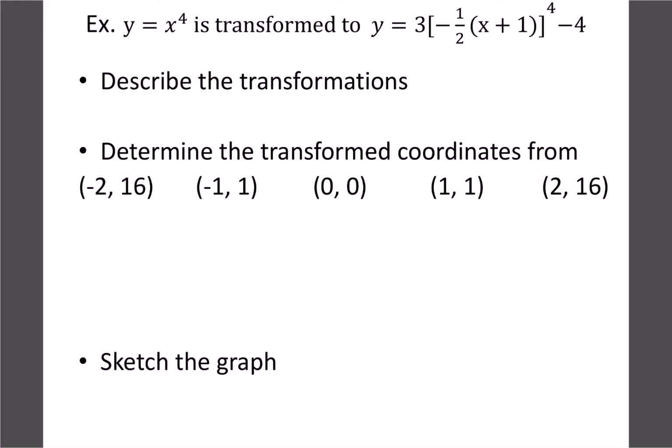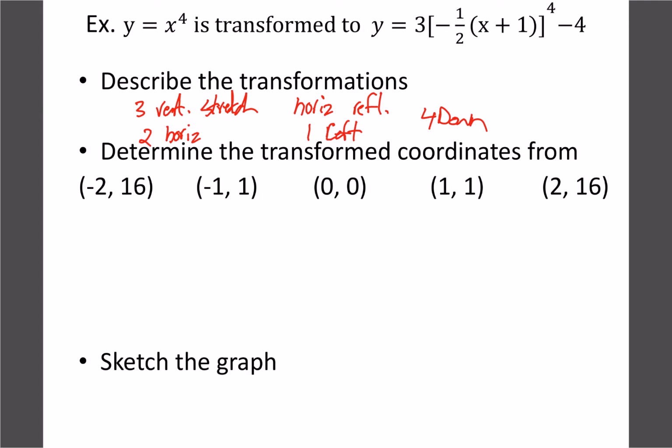We have y equals x to the 4th. We're going to transform it in this case. So we have a 3 times vertical stretch. You could have a half in the equation, so remember that's going to be 2 times horizontal. And the negative means we'd have a horizontal reflection. And then we've got 1 to the left and 4 down. That would be all of our transformations. So in this case, we can actually work with each coordinate.